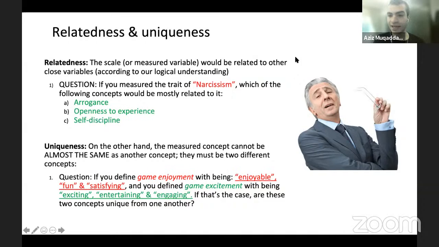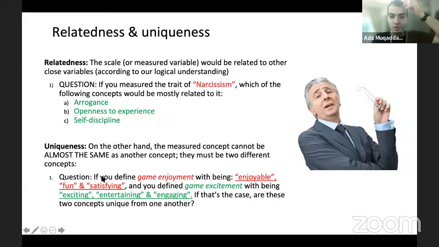So that's relatedness. Related to it is uniqueness. On the other hand, the concept cannot match exactly the same as another concept. Otherwise, those two things should be counted as the same. So if you have items to measure narcissism and items to measure arrogance, they should be correlated, but not 100%. Otherwise, you're defining narcissism and arrogance as the same thing.